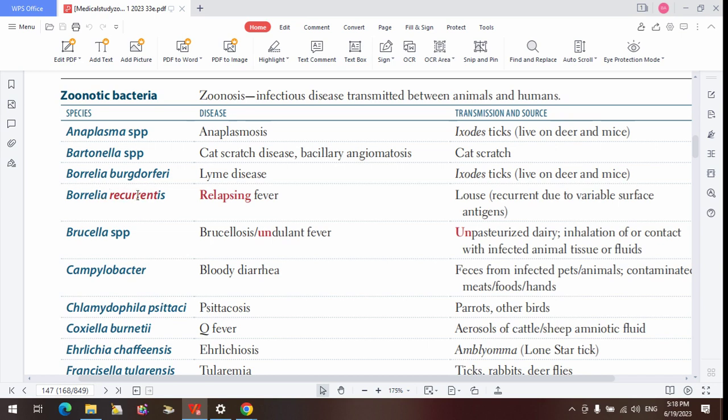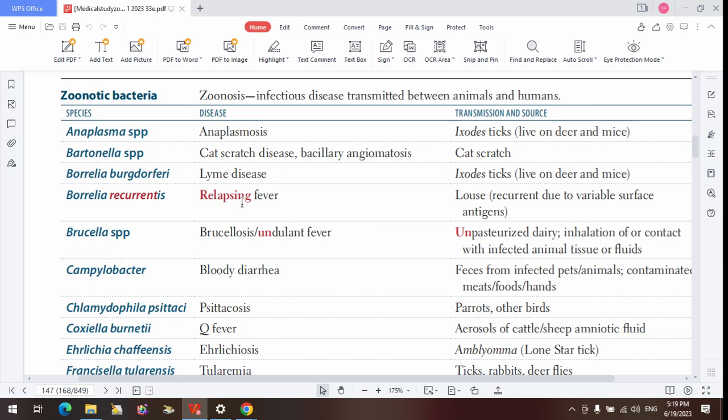So Borrelia burgdorferi causes Lyme disease, which we are already familiar with. Borrelia recurrentis, well, we might decide to learn this. It causes relapsing fever, so you just have recurrent fever, headaches, myalgia, joint pain and muscle pain. This is a Borrelia, one of those spirochetes that we can visualize with Giemsa, unlike Leptospira and Treponema, which we cannot see.